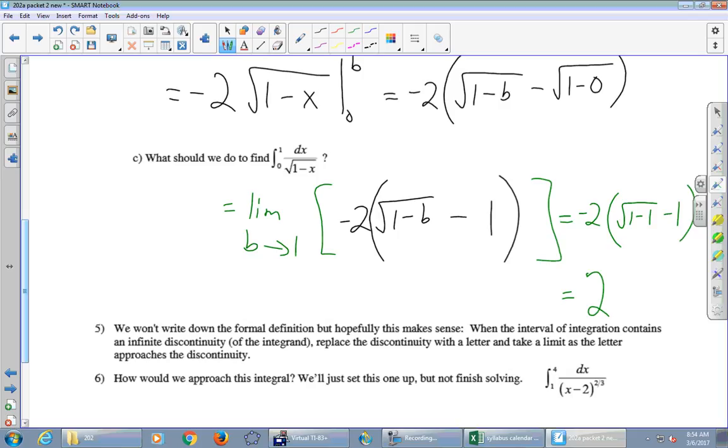Okay, so new vocabulary. Did that original integral converge or diverge? Converged. We got something finite. If we got infinity, we would say it diverges. What does it look like when you get infinity? I'll just show you real quick. Suppose that this had been 1 divided by that square root. 1 divided by 0 diverges. Stop right there.